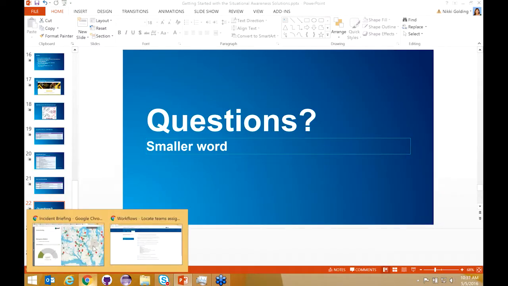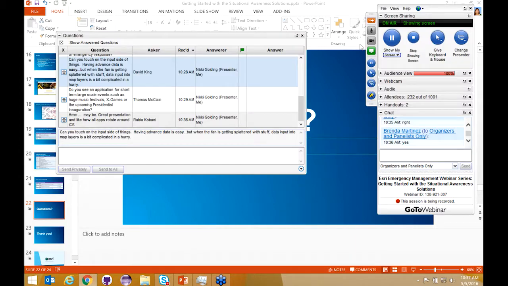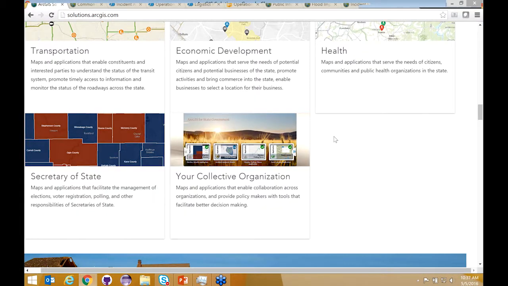So each of the apps, let me know. Can you guys still see my screen? Yeah, I think right now we're seeing your slide. There you go. Okay.